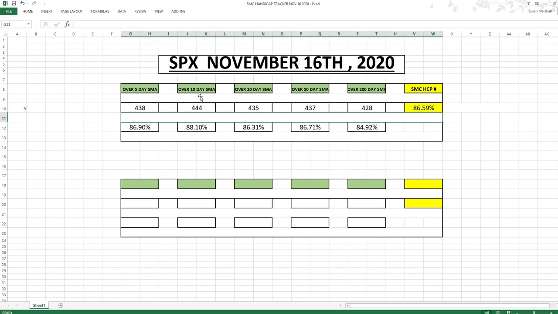86.59% of this market is completely over its 5-day, 10-day, 20-day, 50-day, 200-day. This market is extremely extended. That's the only way to put it. As a rule of thumb and as a barometer of our handicap, when we get over 70, 72, 73, 74, we know the market is really strong. Yes, it's strong, but it is late cycle for this move.